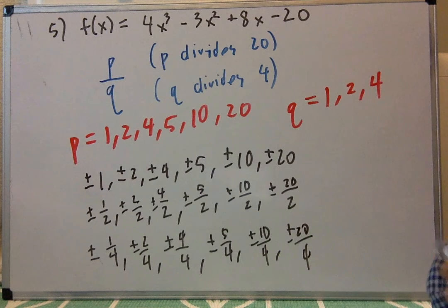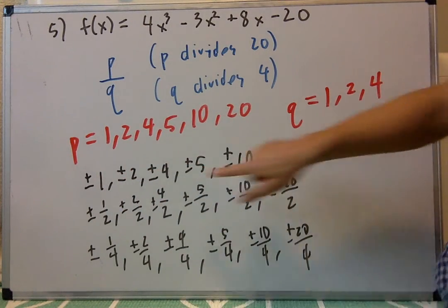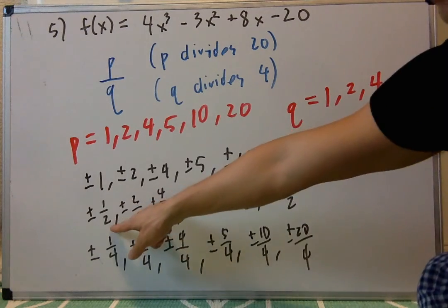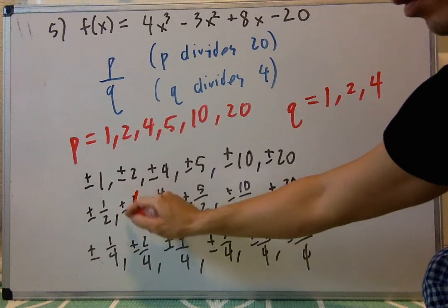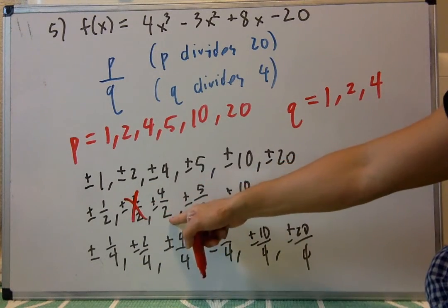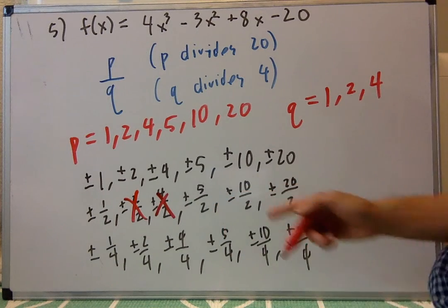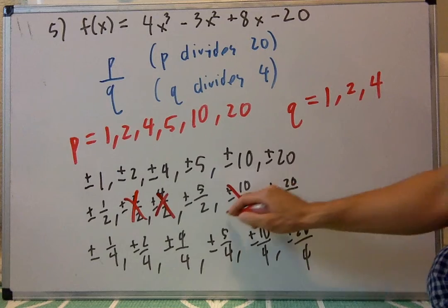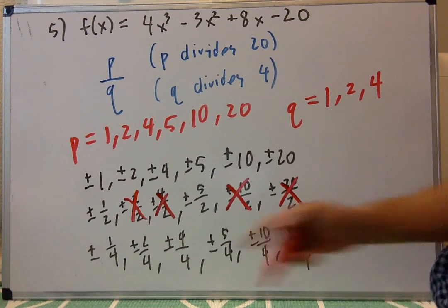So these are all the different possibilities I could have. The only thing is I have some duplication here. The first row has no duplicates because those are all just whole numbers, so I'm going to look for duplicates after that. 1/2 has not appeared yet. 2 over 2 is equal to 1, so I don't need that one. 4 over 2 is equal to 2, I already have that, so I can take that out. 5 over 2 is new. 10 over 2 is actually 5, and I had 5 here, so cross that out. 20 over 2 is 10, I had 10, cross that out.